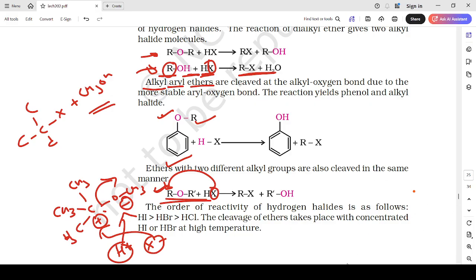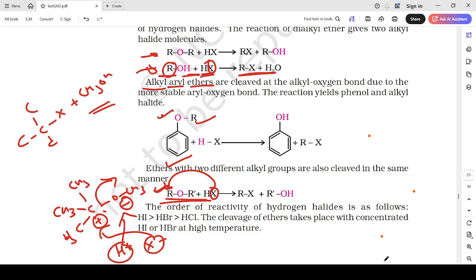Shall we continue? Is that done? One second, ma'am. Ma'am, so the reason X minus goes there is because positive and negative if you break the bond. Yes, yes. Okay.